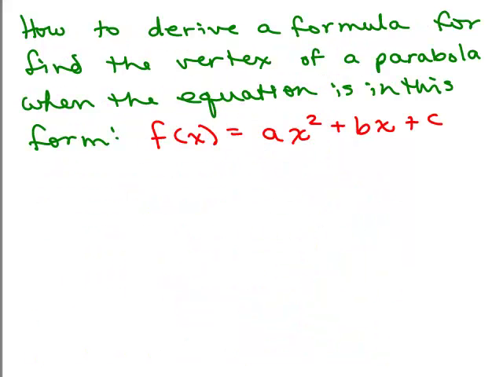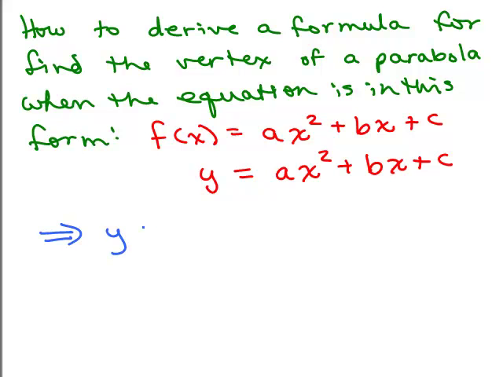In this video, I'm going to show you how we derive the formula for finding the vertex of a parabola when the equation is in this form. Now remember, f of x could be thought of as y. So this is the same thing as y equals ax squared plus bx plus c. Now the goal is to get it into a form like this, y equals a, it's the same a, (x minus h) squared plus k, because we know if it's in that form that the vertex would be (h, k).